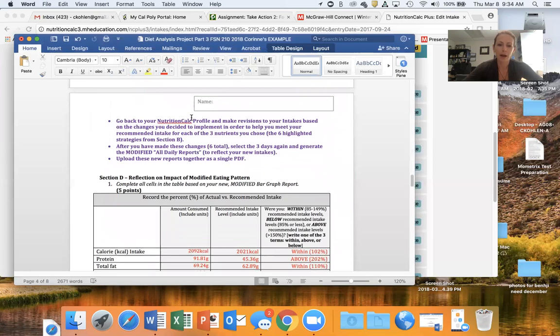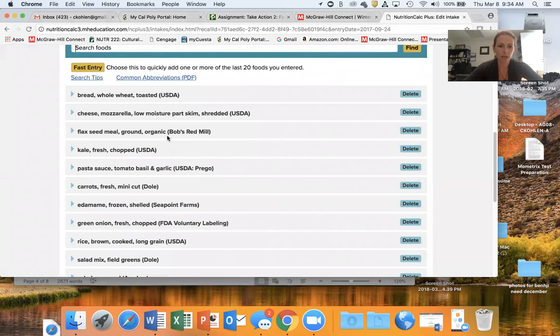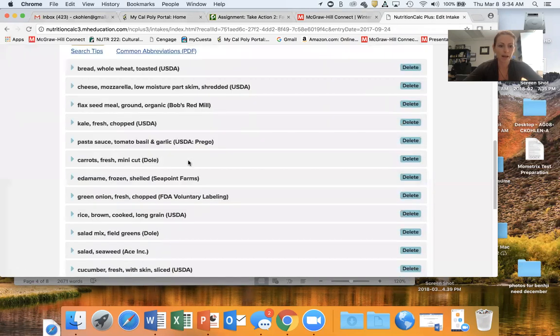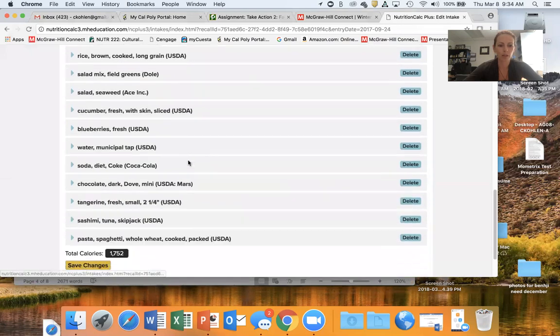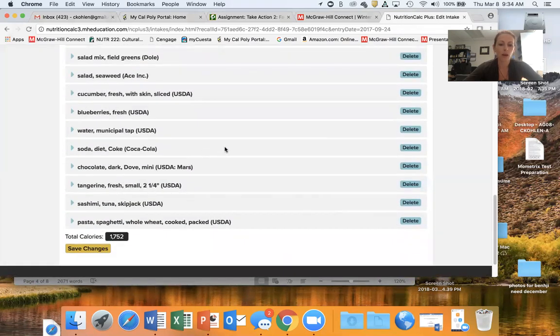Then you're going to go back to NutriCalc and make revisions to your intake based on the changes you decided to implement. After I've made these changes, select 3 days again and generate the new reports. So I went to my NutriCalc here and I added flaxseed. Flaxseed was something that I didn't have before. I added kale. I also removed soy sauce, and I changed the type of tuna that I added.